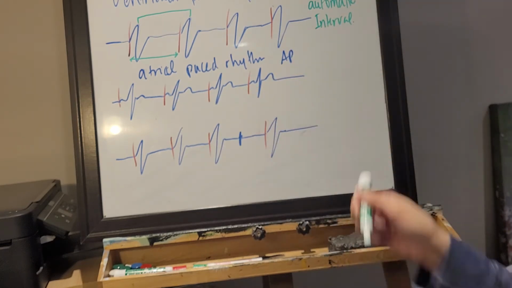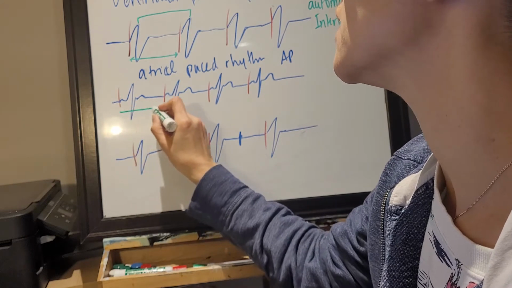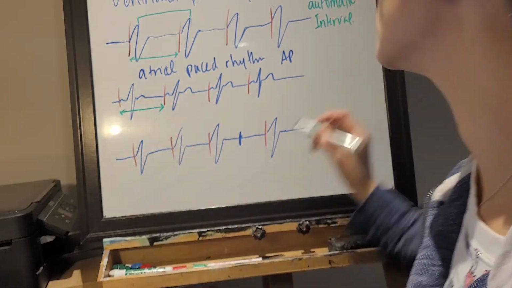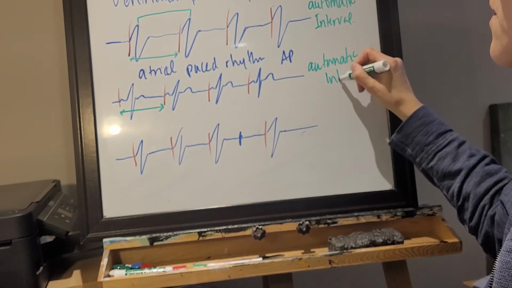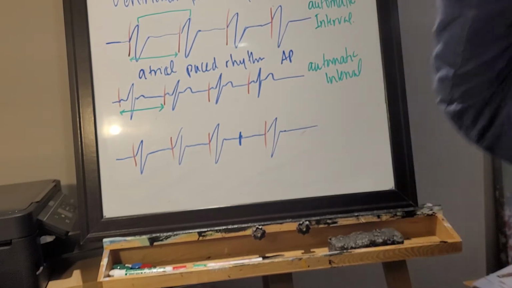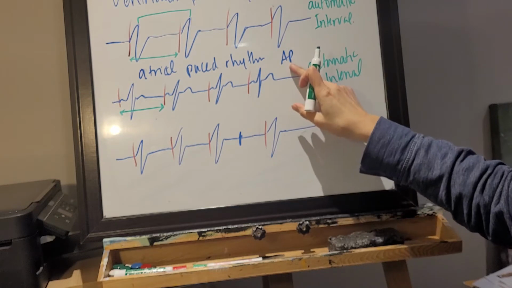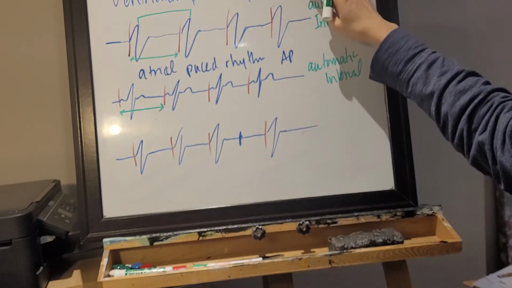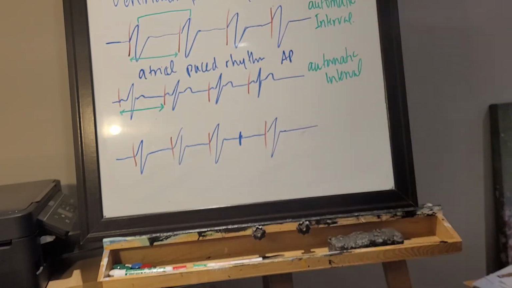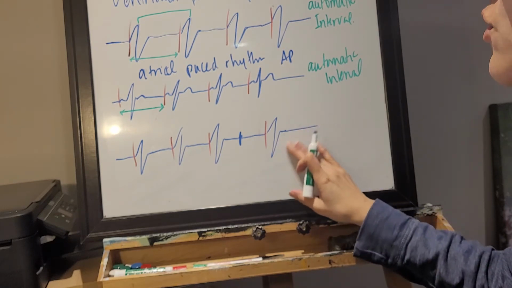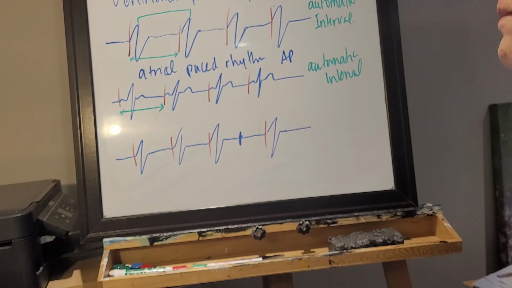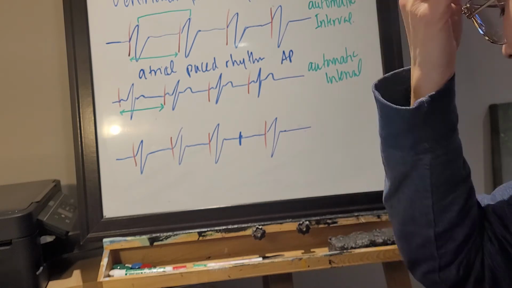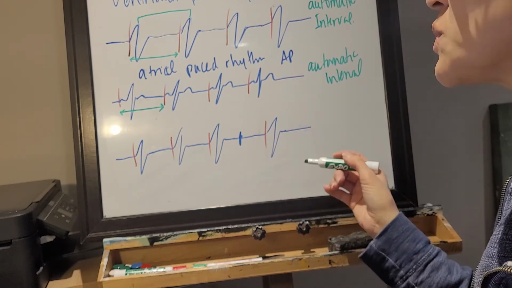Again, the distance between here and here is your automatic interval. So that's an automatic interval for the atrial paced rhythm. From there to there is the automatic interval for the ventricular paced rhythm. Okay, and the other thing you want to understand is this synchronous pacing.